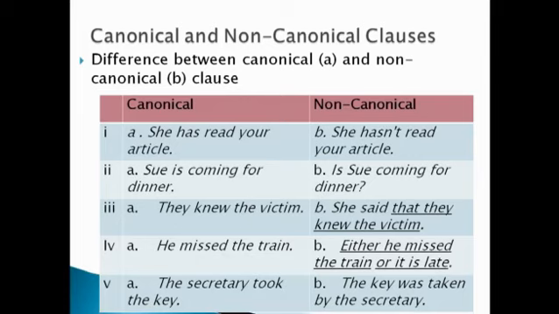And in 5: the secretary took the key. In B, we have: the key was taken by the secretary. Now, what's the difference? B is in passive voice, so we can conclude that canonical clauses are always active.